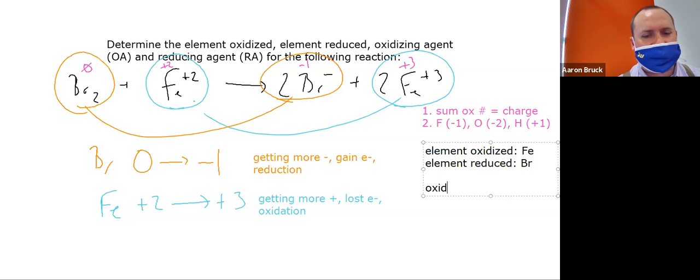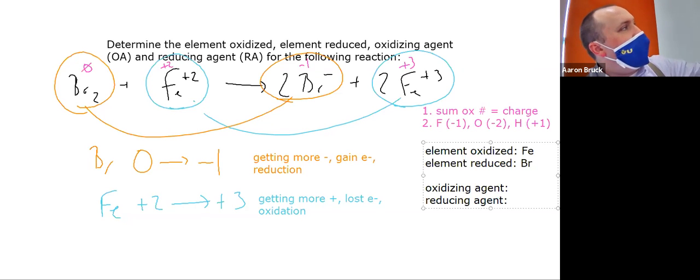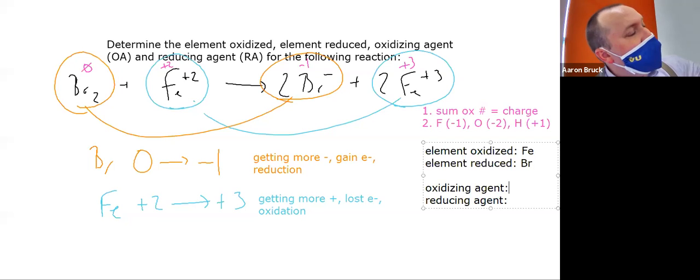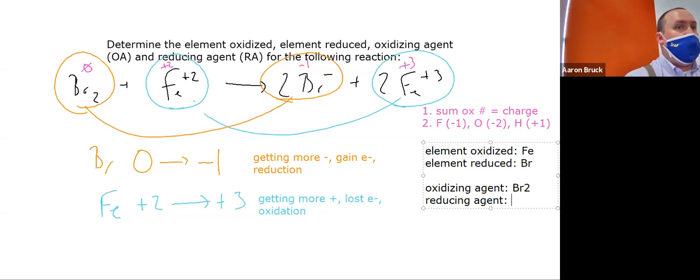Now, what about my oxidizing agent and reducing agent? Well, again, those come from the reactants themselves. And so if bromine is being reduced as an atom, the reactant that contains that bromine is my oxidizing agent, which means that Br2, the bromine molecule, is my oxidizing agent. My reducing agent would be the reactant that contains that iron, which in this case would be the iron 2+ ion.